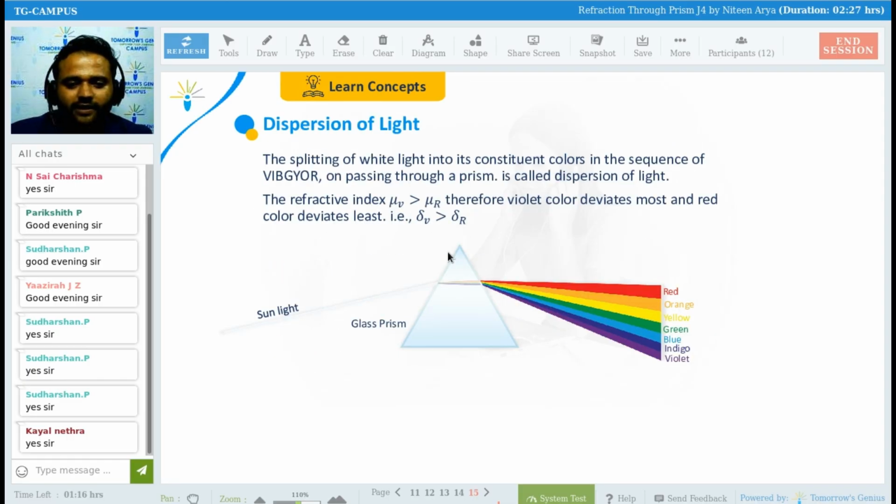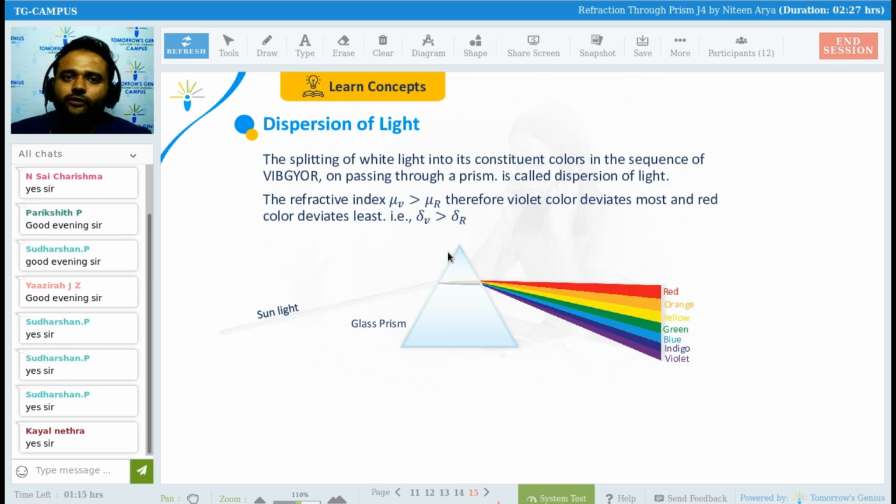Okay. Next thing is very easy. We already know the basic things. Now we are going to talk about dispersion of light, then angular dispersion, very easy. Then dispersive power of the material of a prism, and then scattering. So it is going to be finished till 12, I think. So what is dispersion of light?